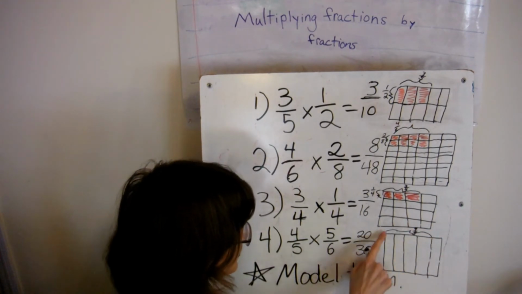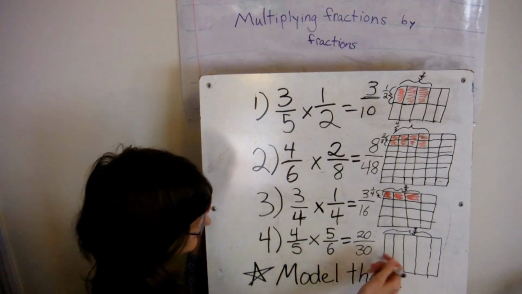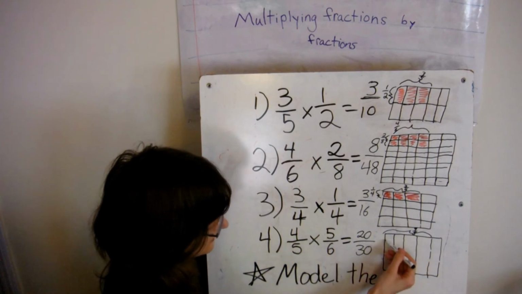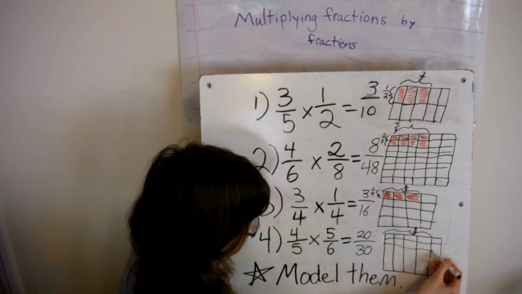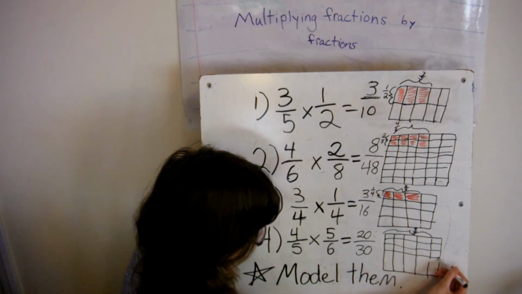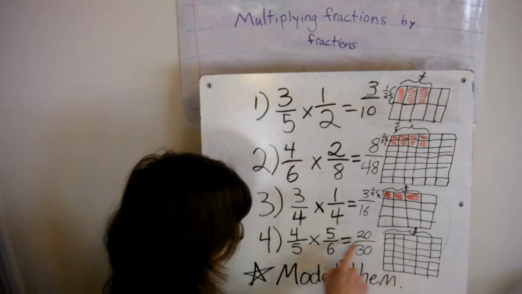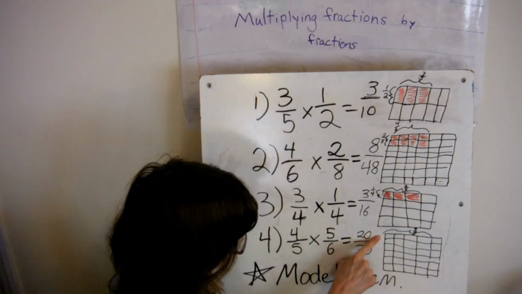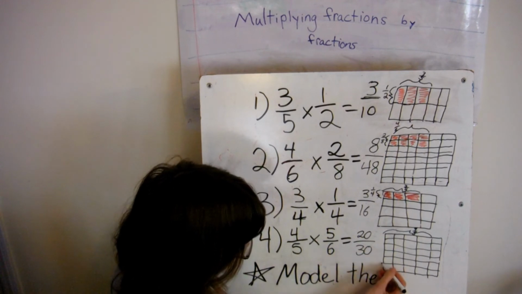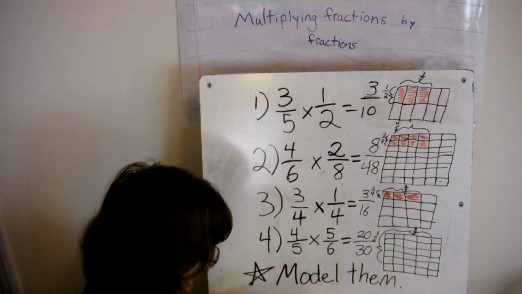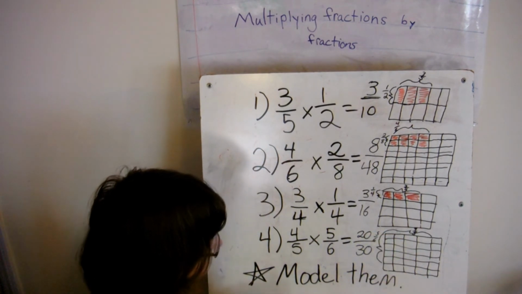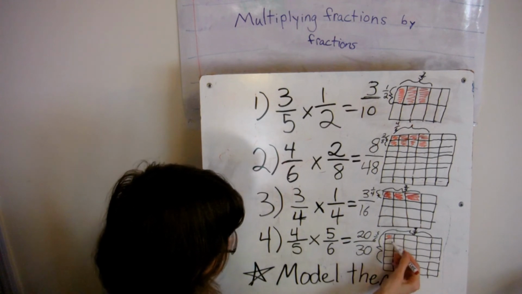Okay, so that's 4/5 here, and then we have 5/6, so now we got to split this the other way horizontally in 6ths. Okay, and we're going to have 5 out of those 6. So 1, 2, 3, 4, 5. And this is going to be our 5/6 on this side. And I'm going to shade that in.